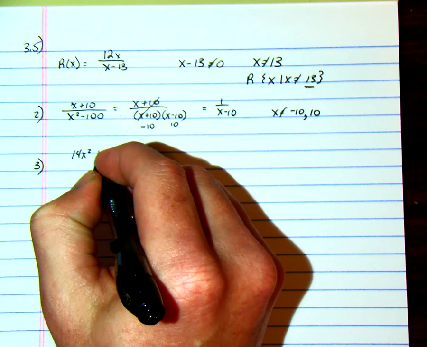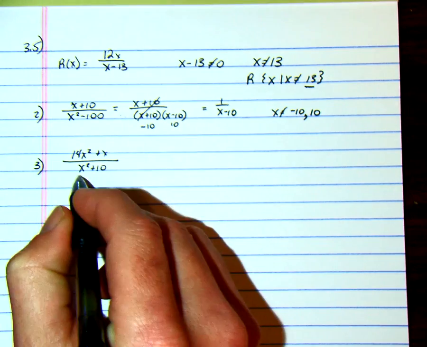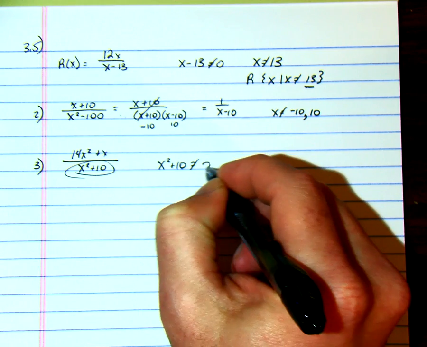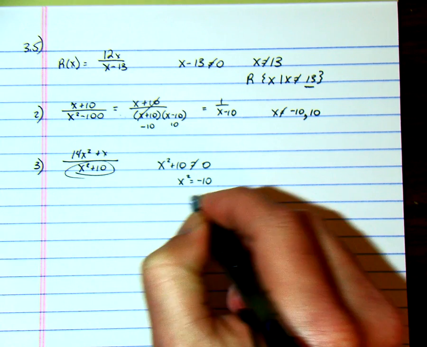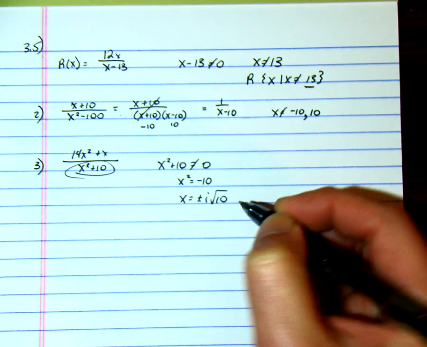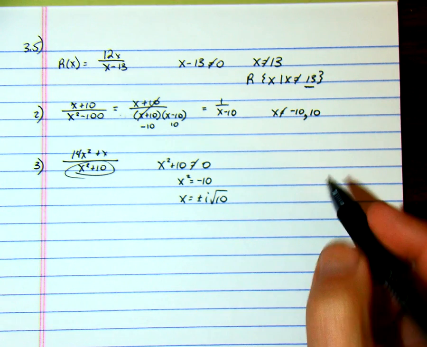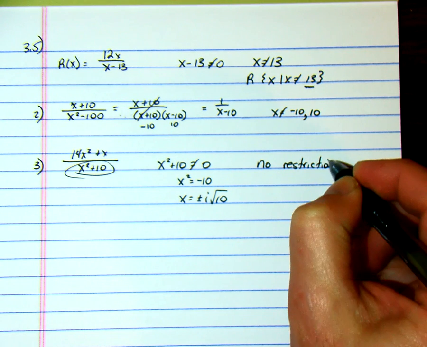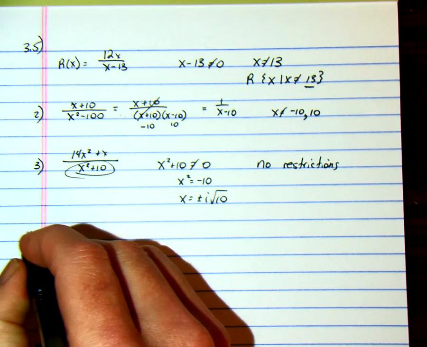14x squared plus x all over x squared plus 10. So again, domains, we're only focused on my denominator. We're talking about x squared plus 10. We know that x squared plus 10 cannot equal 0. So we're actually going to look at this one a different way. We're going to get x squared is equal to negative 10. And when I square root both sides, I get plus or minus i radical 10. So my asymptotes are actually imaginary. So this is going to be one where there are no restrictions. There is no real number that is going to cause my denominator to hit a 0. So we can just stop there. Mark no restrictions, move on.